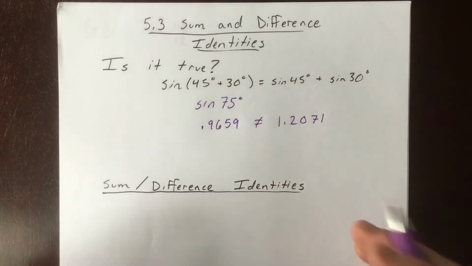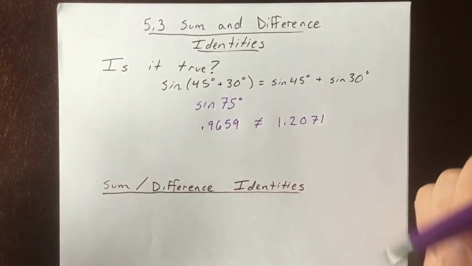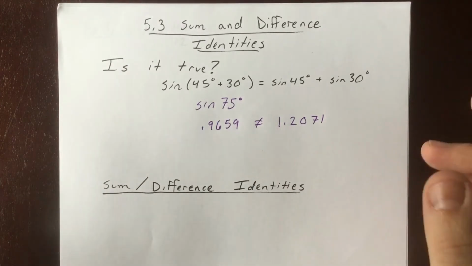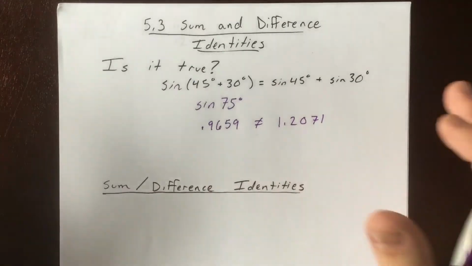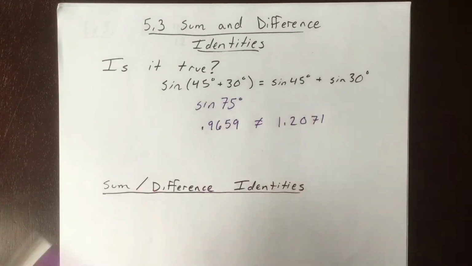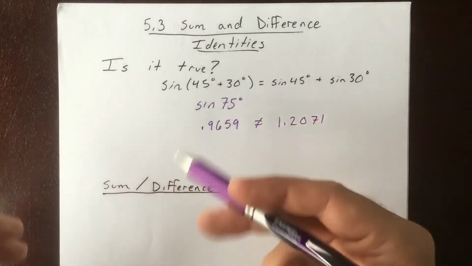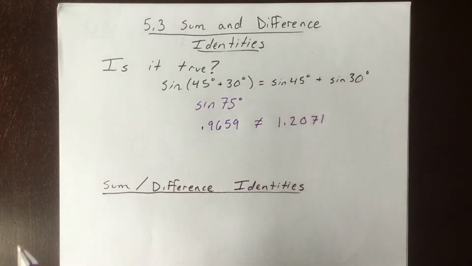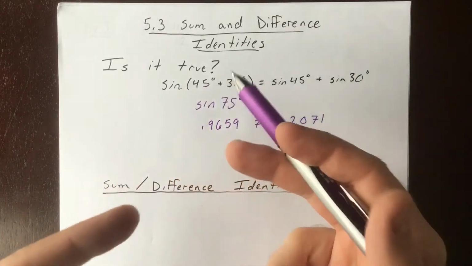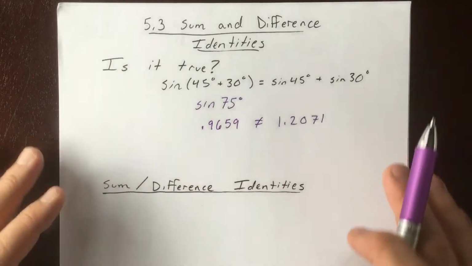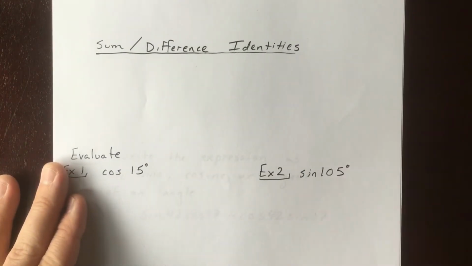This is kind of the same concept as saying the square root of 4 plus 5 is the same as saying the square root of 4 plus the square root of 5. And we know that that's not true. The same thing happens here. The sine of 45 plus 30 does not equal sine of 45 plus sine of 30. So what would it actually equal? What is its identity? We have three identities to share with you today.